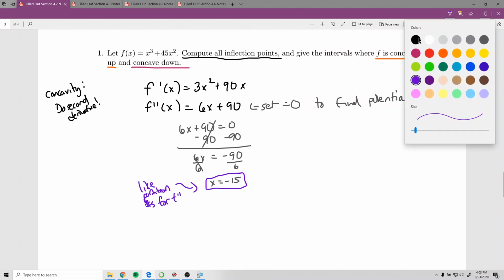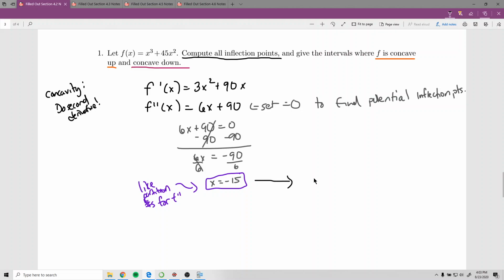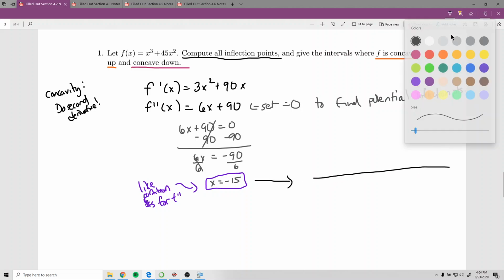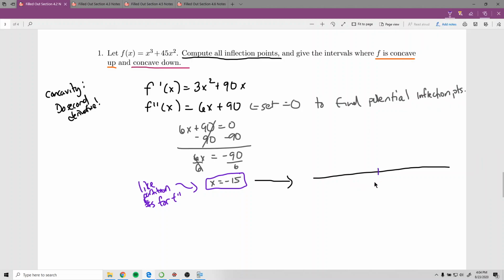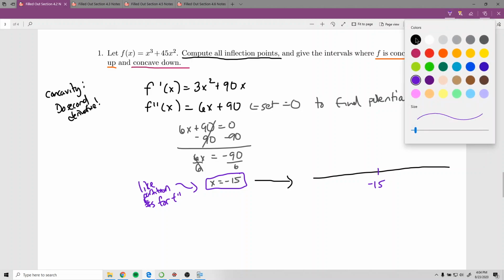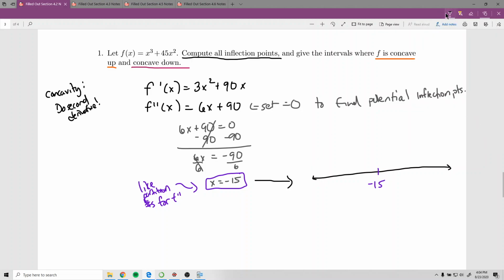So what did we do with the partition numbers from last time? We made a number line. We're going to do the same thing. We're going to mark off our partition numbers, which for this one is only negative 15. And then we're going to plug in test values to each interval. All right, so negative 15, we want to plug in something to the left. Negative 16 works fine. To the right, even though it's not very close, I can plug in 0, and I'm going to do that.